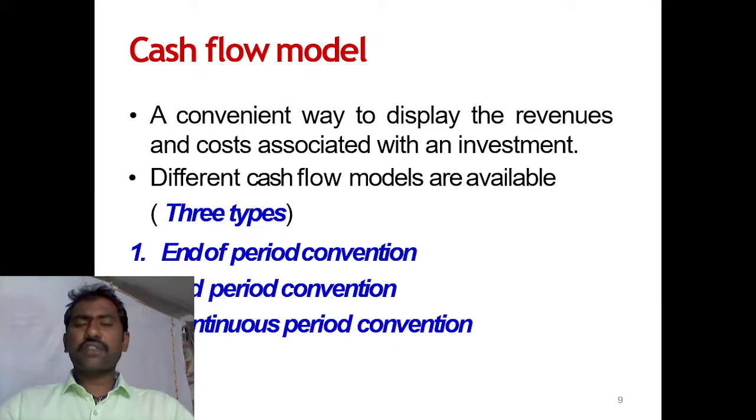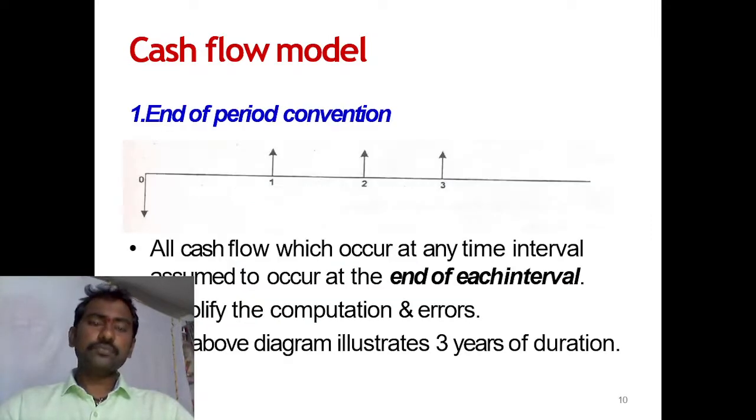So different types of cash flow models are available: end of period convention, mid period convention and continuous period convention. In the end of period convention, all cash flow which occurs at any time interval is assumed to occur at the end of each interval. This simplifies the computation and errors.